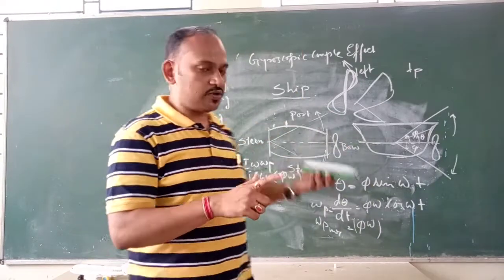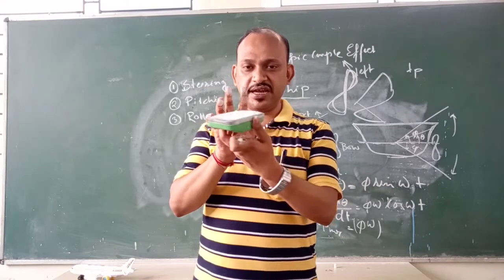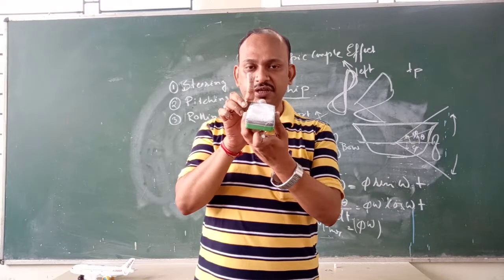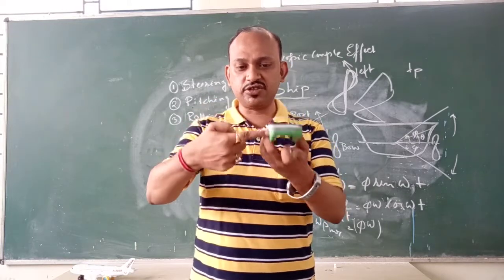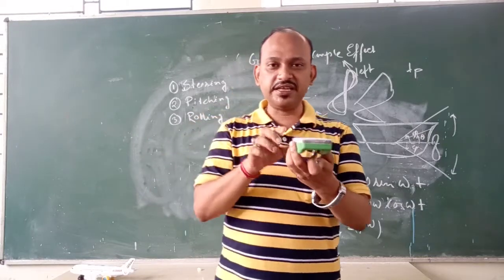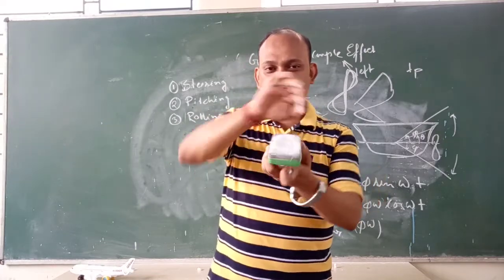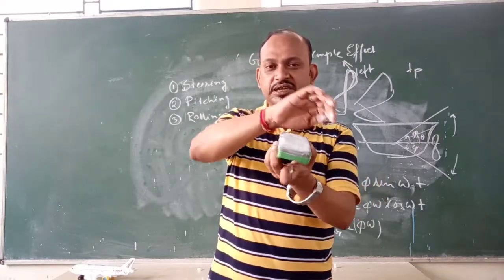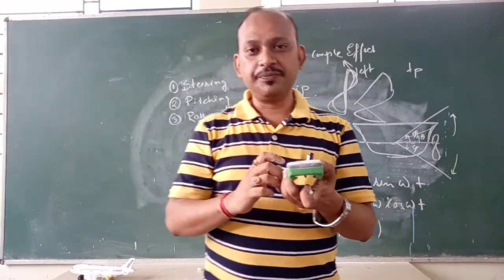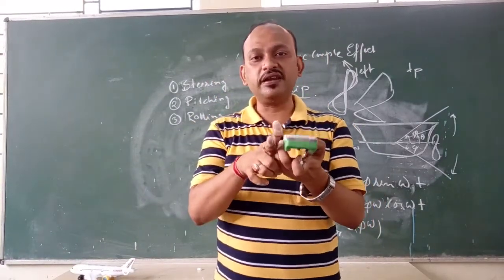In the previous two cases, in case of pitching and in case of steering, we have seen that this is the axis of spin and the axis of precession is always perpendicular to that. But in case of rolling, what is happening? This is the axis of spin and the rolling action is taking place in a circumferential fashion about the axis of spin. So we can consider that the rolling axis and the spinning axis are the same, or parallel to each other.